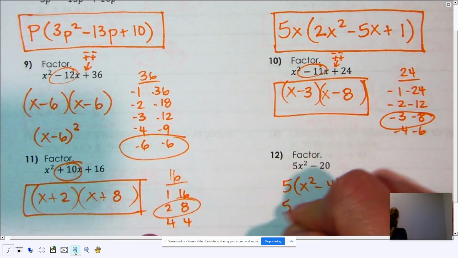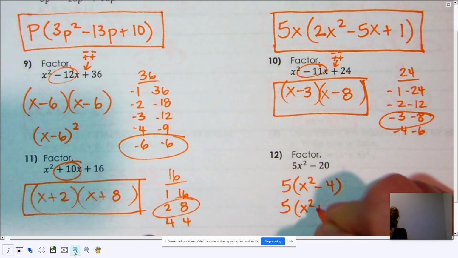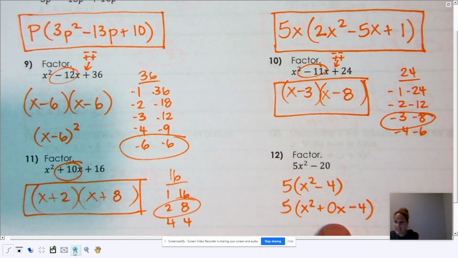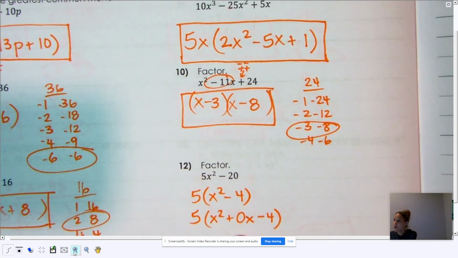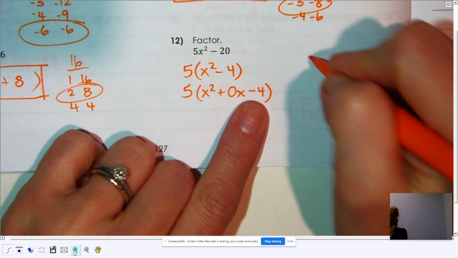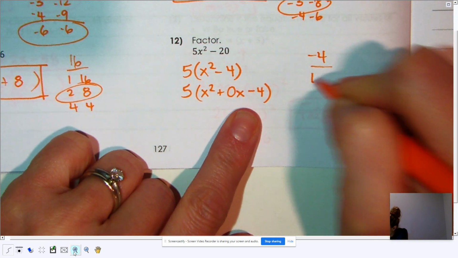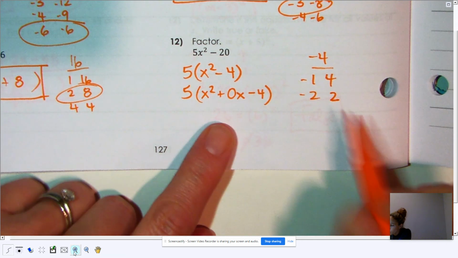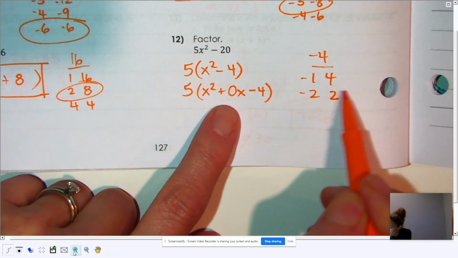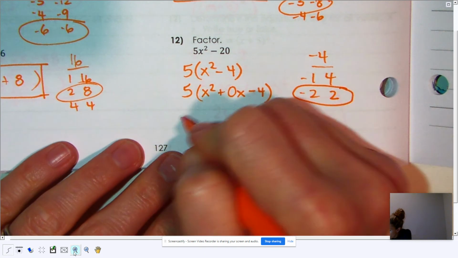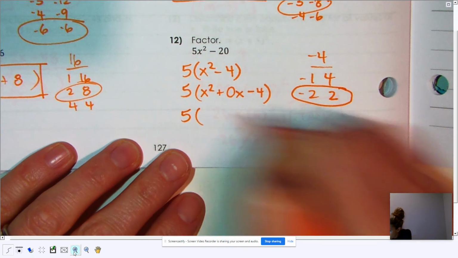But you can also think about it as a trinomial with a 0 term in the middle. Okay, there's no x's, they canceled out. So I need to see what is left for that problem. So I'm going to put my negative 4 up here, and I'm going to say 1 times 4 or 2 times 2. What is going to multiply to make a negative, but add up to make 0. Okay, and it's going to be a positive 2 and a negative 2. So that 5 just stays out in front.